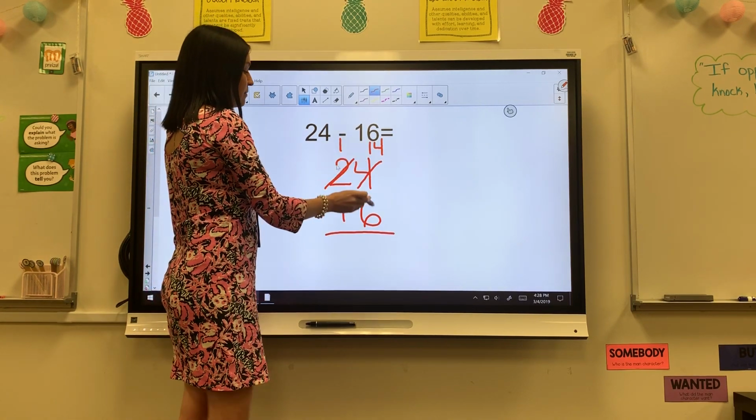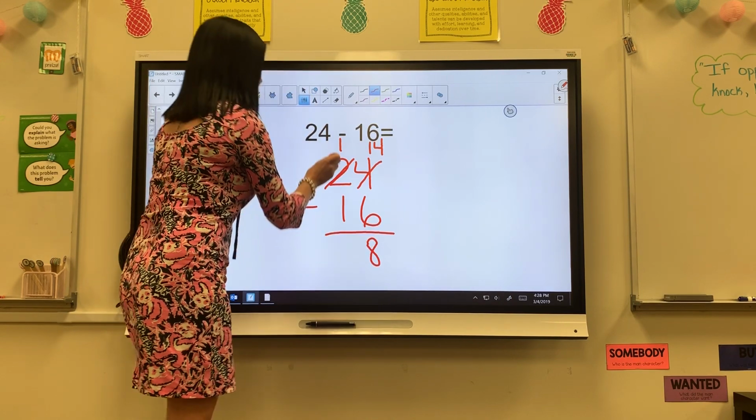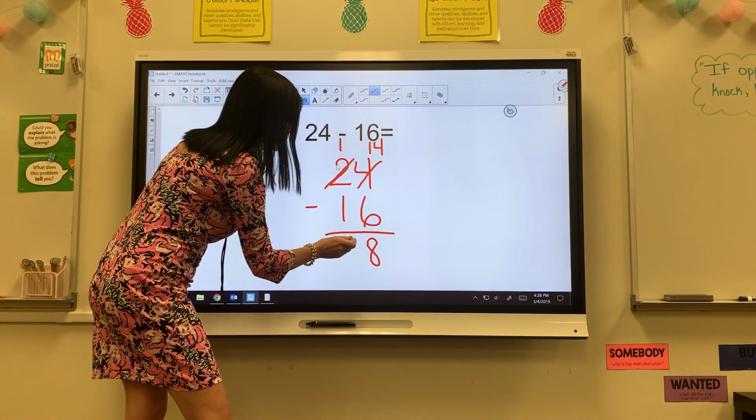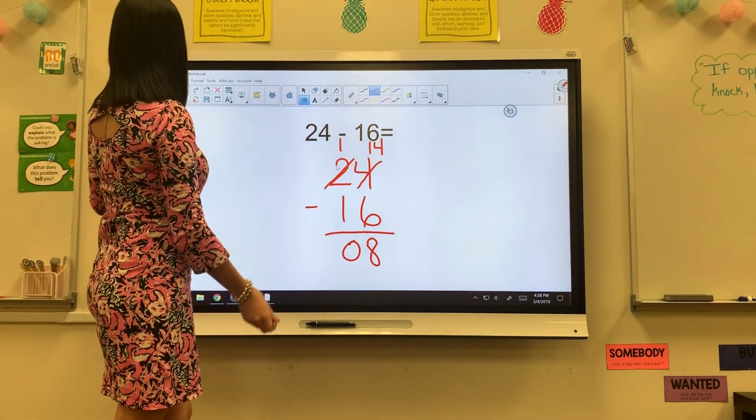Now I have 14 minus 6, which I can do, and that is 8. And I have 1 minus 1 is 0. So 24 minus 16 is 8.